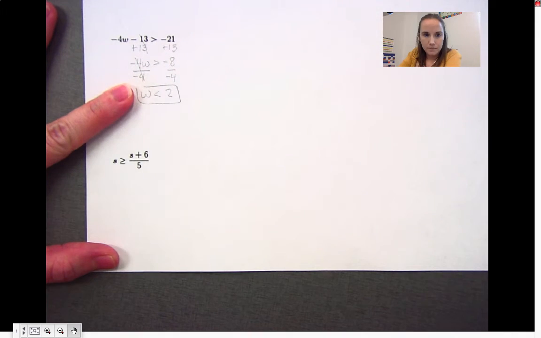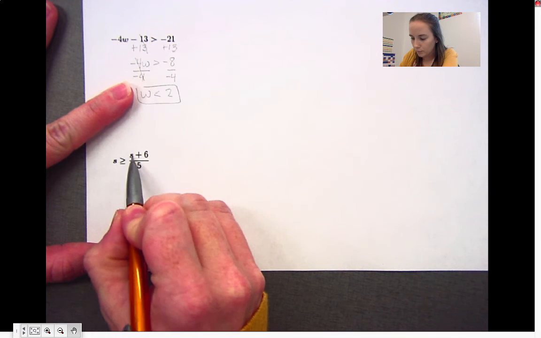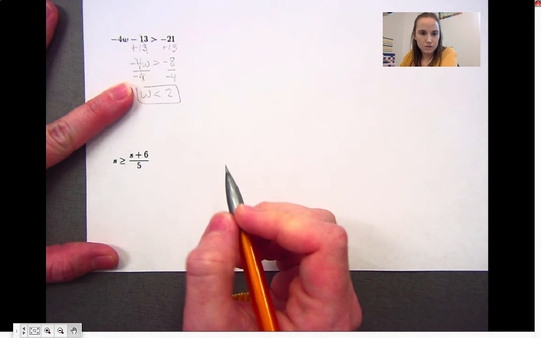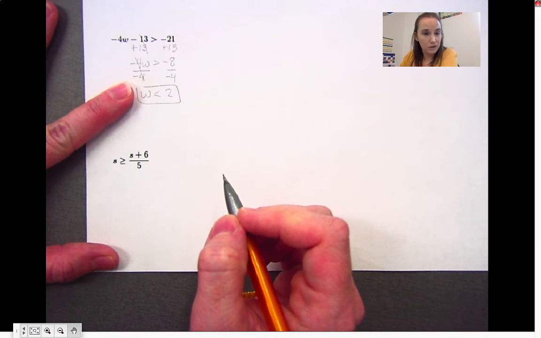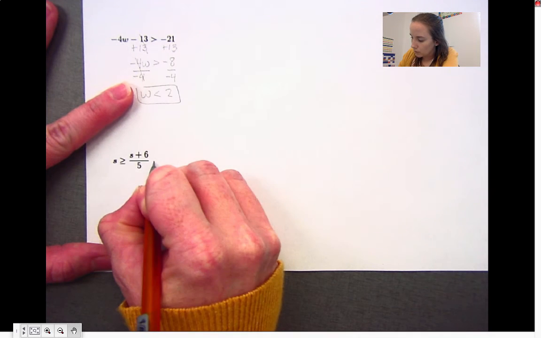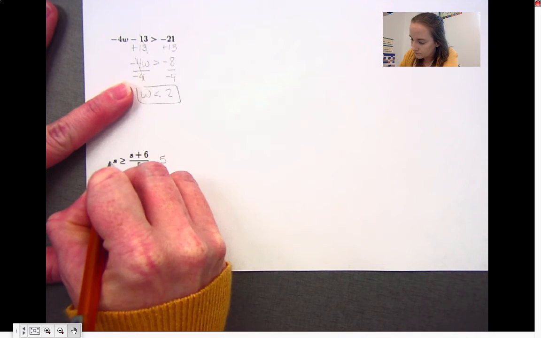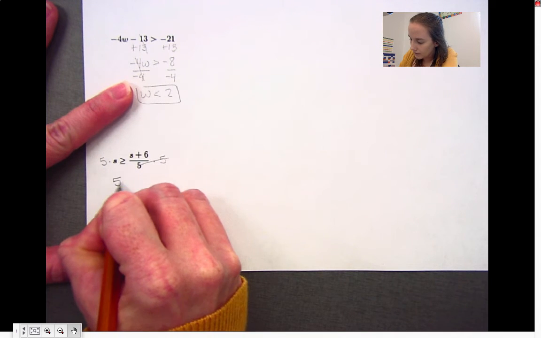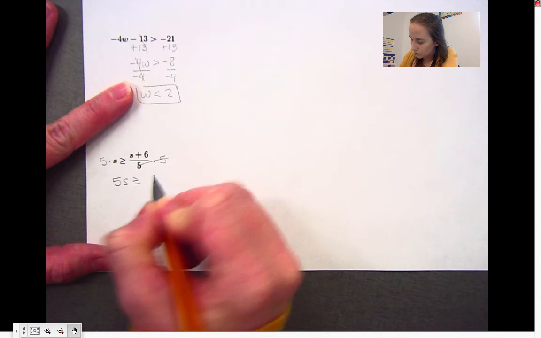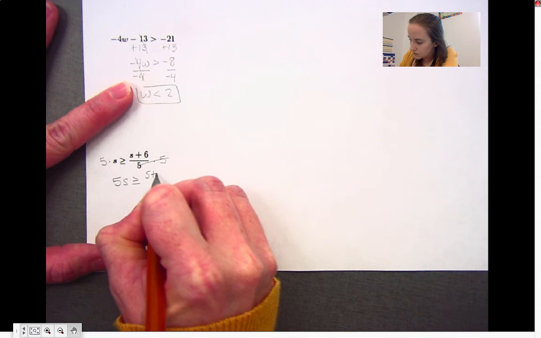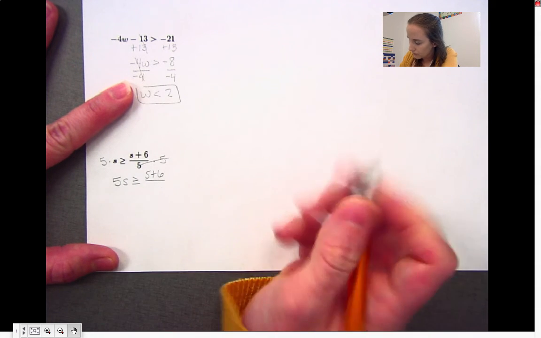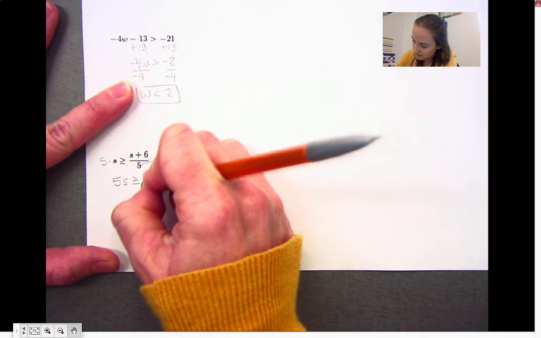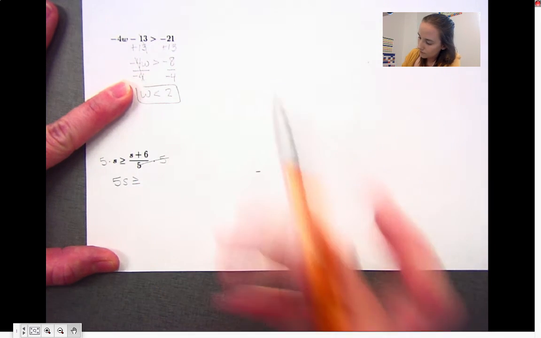So in this problem, we have a variable on both sides, but I'm still going to solve it like I would any other equation. So I'm going to multiply by 5. I'll have 5s is greater than or equal to s plus 6, because I got rid of the 5.